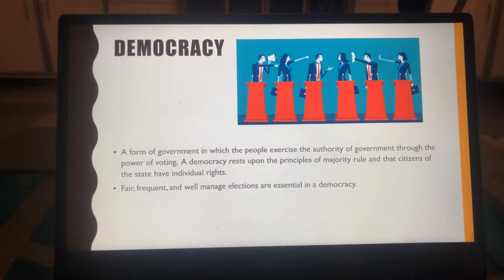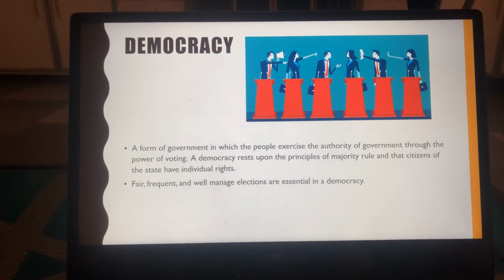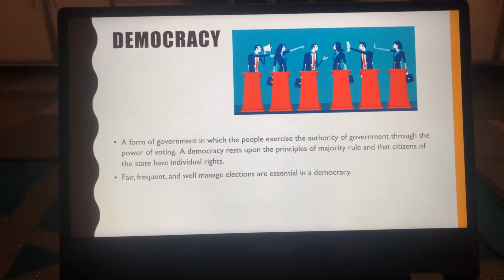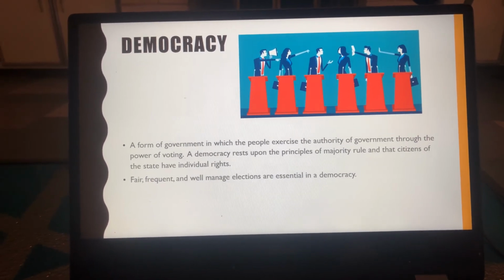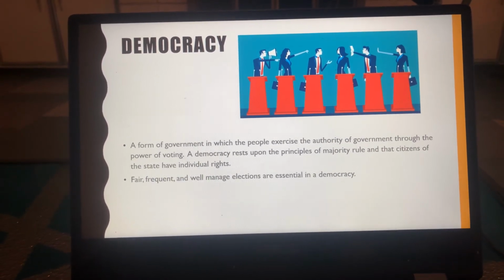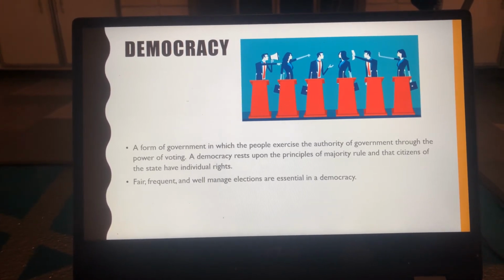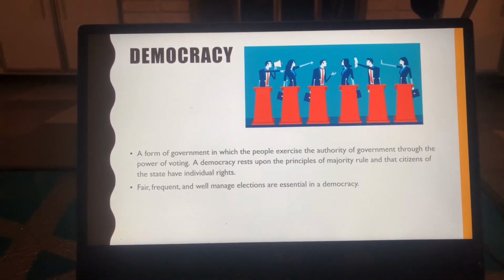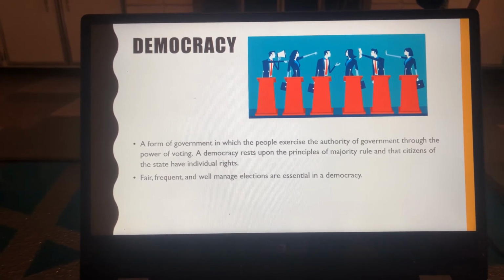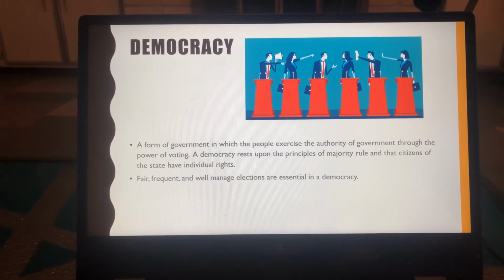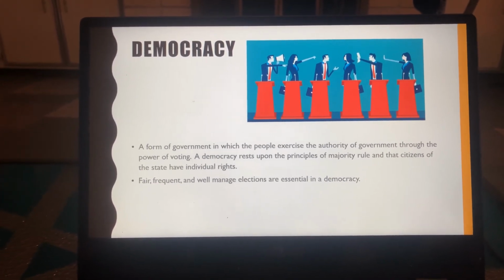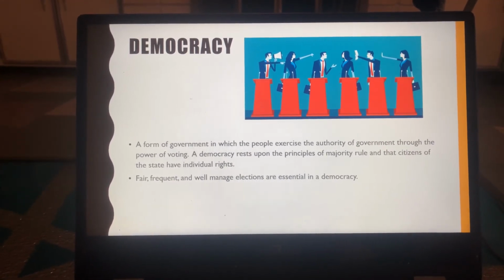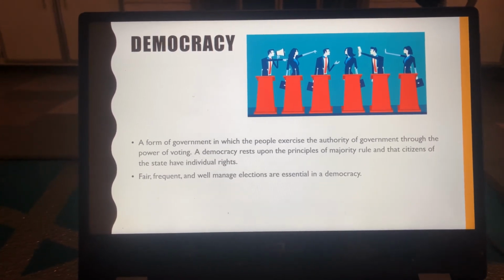Kind of ending this up, we're going to go into the democratic forms of government. You have a democracy. A democracy is a form of government in which people exercise the authority of government through the power of voting. A democracy rests upon the principle of majority rules and that citizens of the state have individual rights. In order for it to be a democracy, there has to be fair, frequent, and well-managed elections, because elections are essential in democracies.